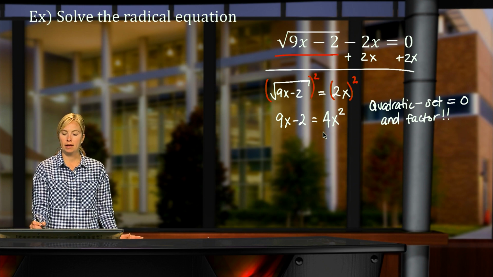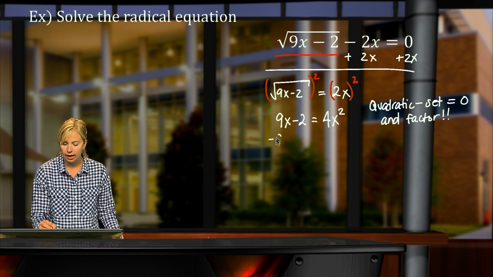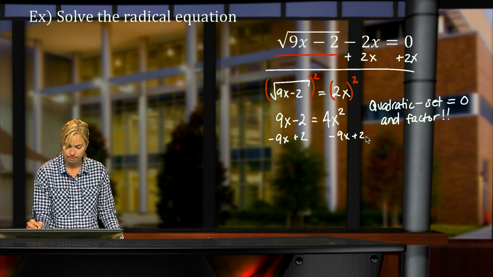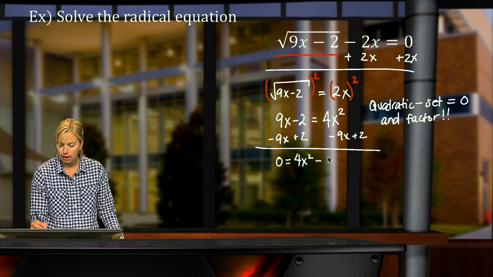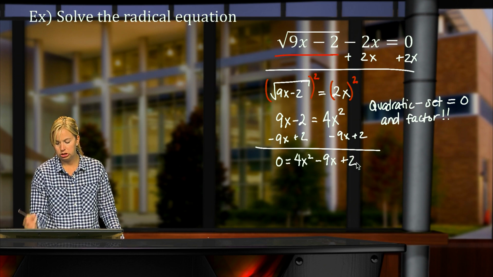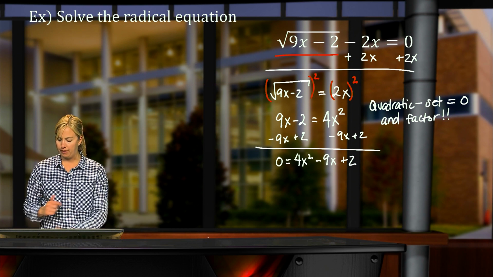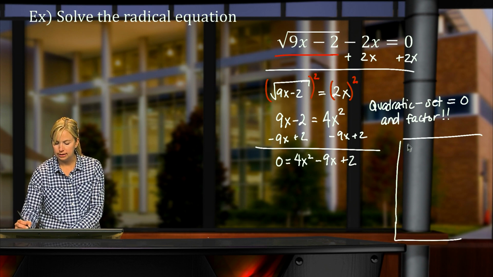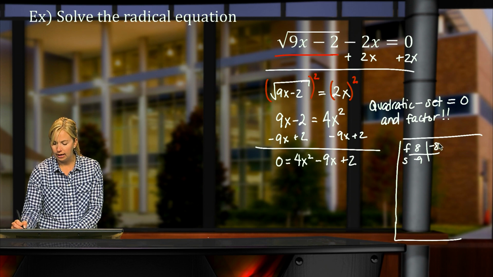We want our lead coefficient positive, so instead of moving the 4x squared to the other side, making it negative, we're actually going to move the 9x and the 2 to the right-hand side. So now we have 0 equals 4x squared minus 9x plus 2. Since the lead coefficient is not 1, we're going to use the AC method to factor this. Making use of my margins, I'm looking for factors of 4 times 2, which is 8, that sum to negative 9. That's going to be negative 8 and negative 1.